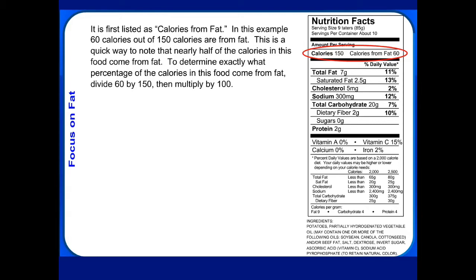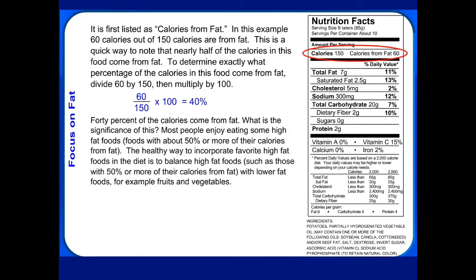To determine exactly what percentage of the calories in this food comes from fat, divide 60 by 150, then multiply by 100. 40% of the calories come from fat. What is the significance of this? Most people enjoy eating some high-fat foods, foods with about 50% or more of their calories from fat. The healthy way to incorporate favorite high-fat foods in the diet is to balance high-fat foods, such as those with 50% or more of their calories from fat, with lower-fat foods, for example, fruits and vegetables.